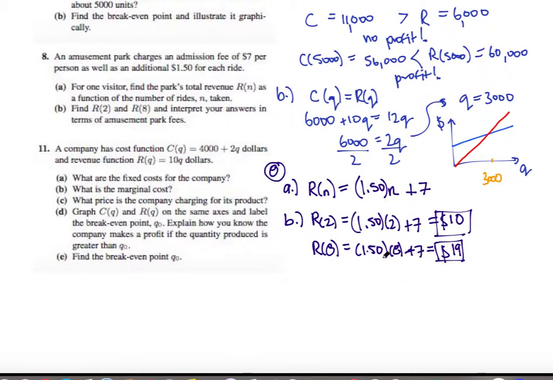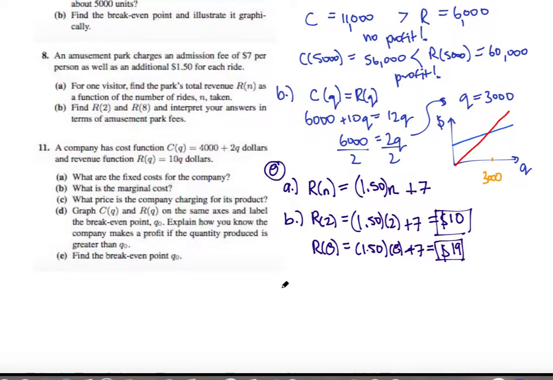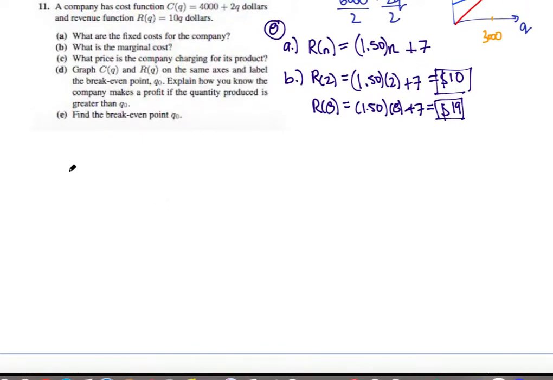In this case, we're making more money because this person is riding more rides. Now, for number 11, we have a little bit more going on. For number 11, we have a cost function, C of Q is 4,000 plus 2Q, and a revenue function, which is just 10Q.